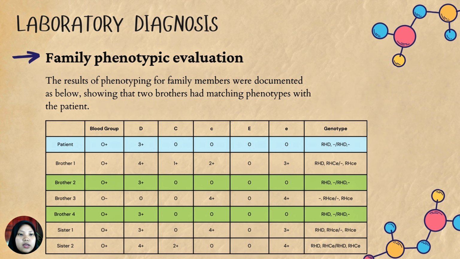And next, yang ni adalah yang paling utama, yang mana kita buat family phenotypic evaluation. The results of phenotyping for family members were documented as below, showing that two brothers had matching phenotypes with the patient. Kat sini kita boleh nampak brother number 2 and brother number 4 sama. Dia punya blood group, dia punya rhesus dengan patient. Yang mana ini akan menjadikan the two brothers as potential donors.